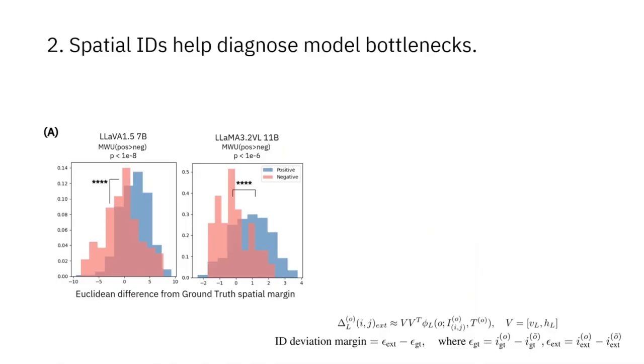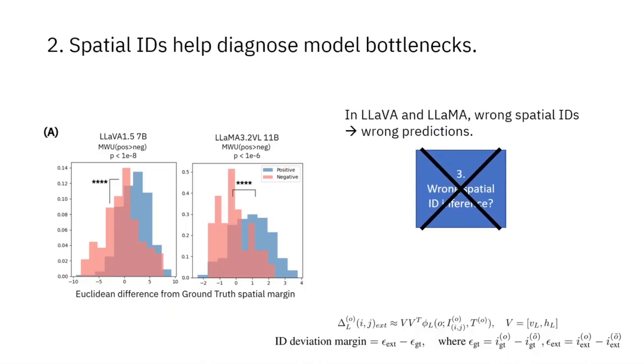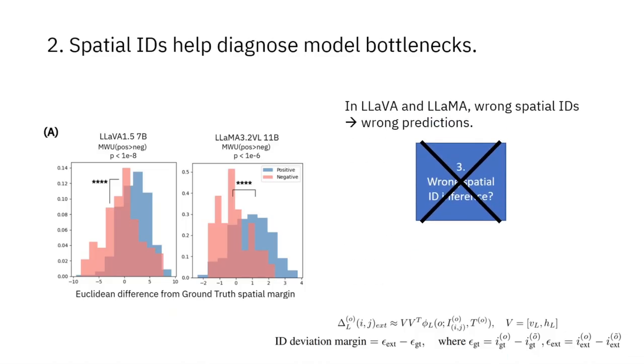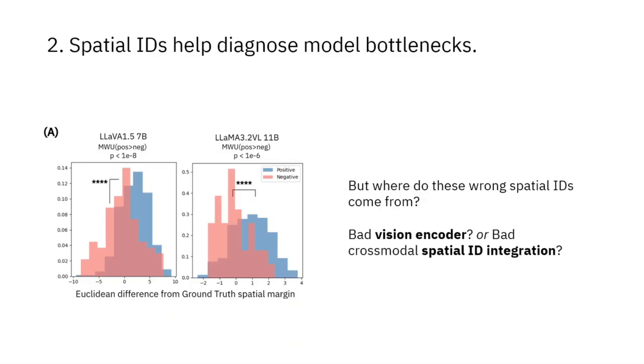So working backwards, if the model didn't know how to use spatial IDs correctly, whether it found the correct spatial ID of an object or not wouldn't impact whether it gets a sample correct or not. In Llama and LLaVA, we actually find that samples that the model got wrong were also samples that the model had bad spatial IDs on. So it was not the case that the models didn't know how to use spatial IDs. But where did these wrong spatial IDs come from? A bad vision encoder or bad spatial ID integration?